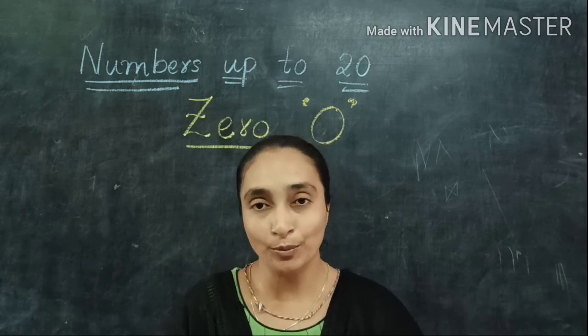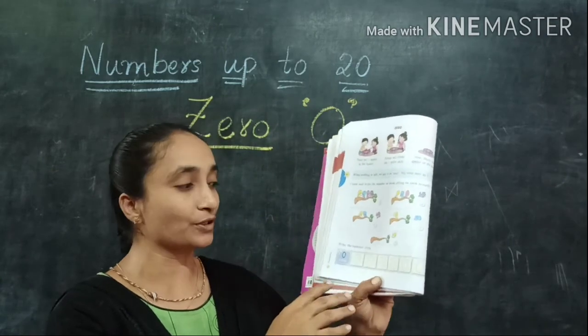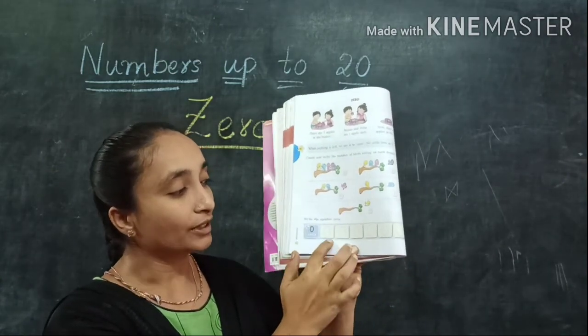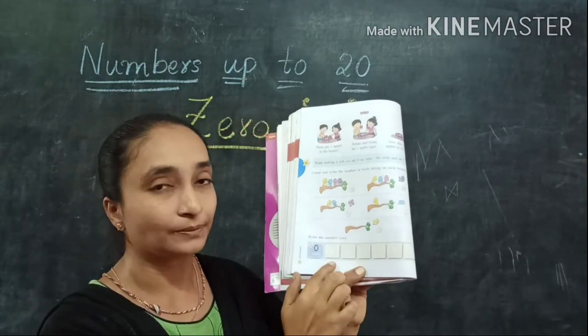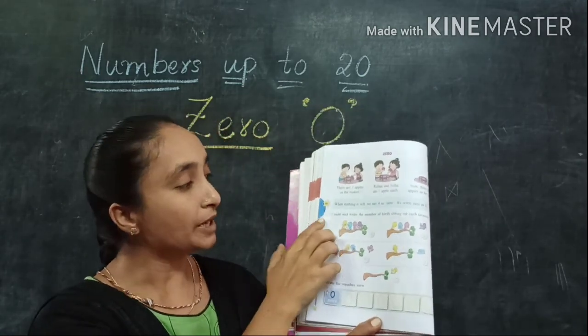Okay, children, I hope all of you understood this about 0. So, all of you can enter into your textbooks. Here, write the number 0. They have given here trace and write. So, you have to trace and write the zeros in your textbook. Page number 80.